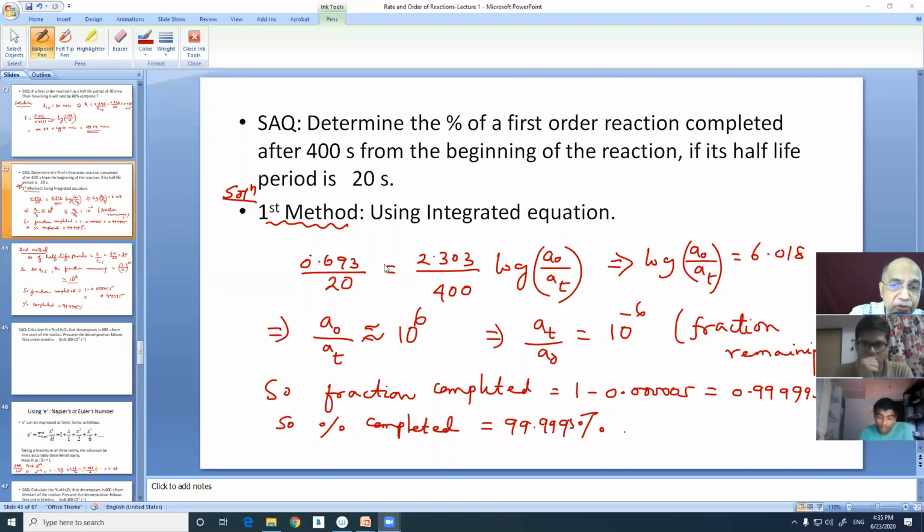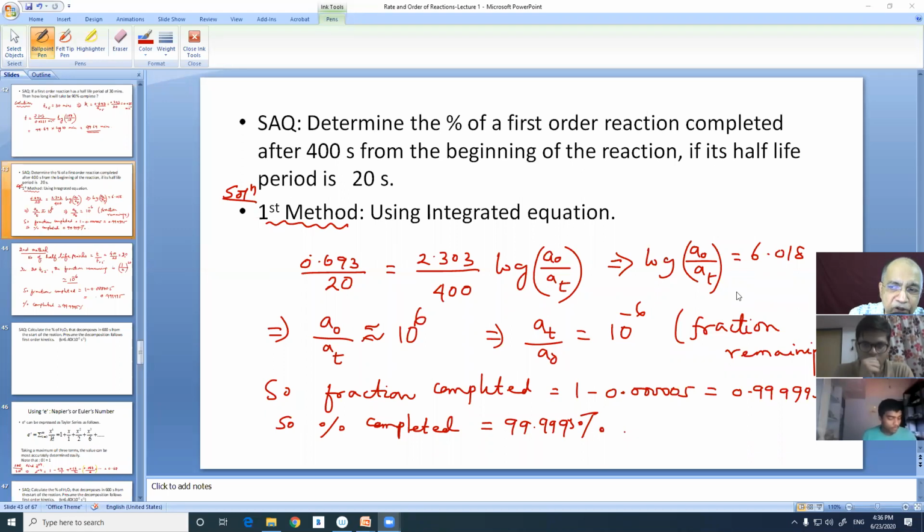So I put the values. Half-life period is given, so in place of K, I wrote 0.693 by 20, second inverse. And then 2.303 by T, T is 400 seconds, log A0 by AT. I took it approximately, since it is 6.018, I just made an approximation. I forgot this 0.0818. I didn't refer to the anti-log table or any calculator. So A0 by AT is approximately equal to 10 to the power 6.